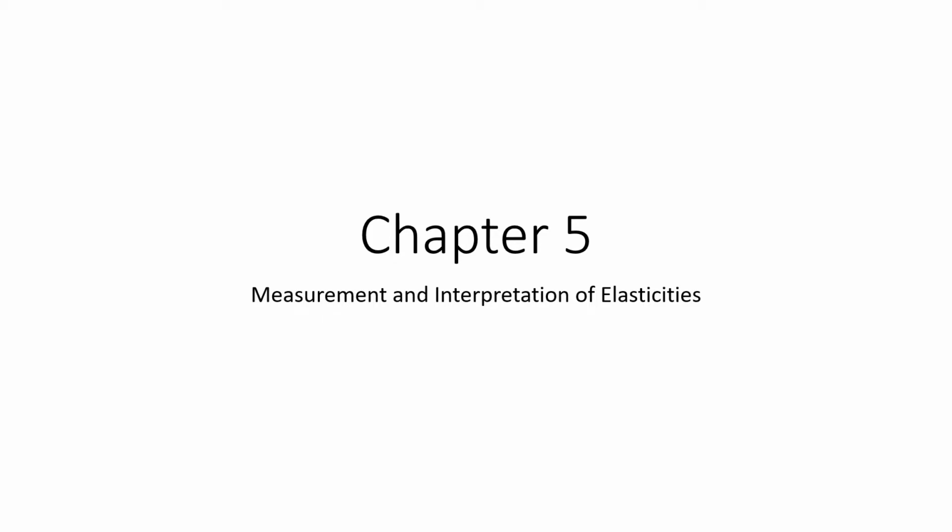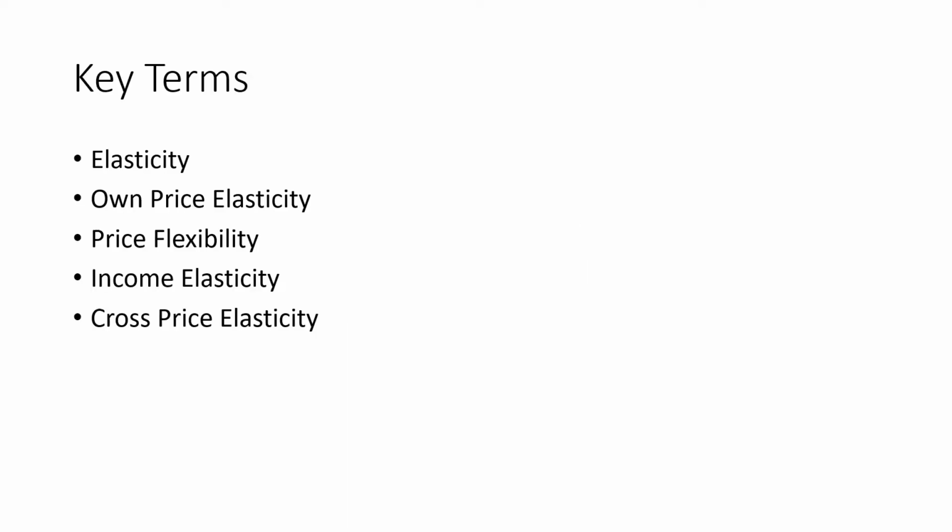This video is explaining the concepts in Chapter 5, which is all about elasticities. So a few terms that we're going to cover in this section. Elasticity, what that means. There are three types of elasticity: own price elasticity, income elasticity, and cross price elasticity. And then that term price flexibility is related to some of these terms as well.